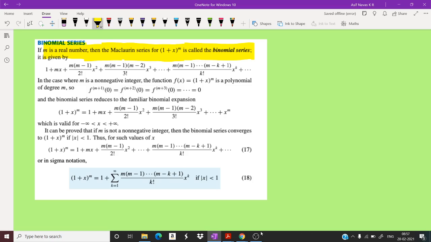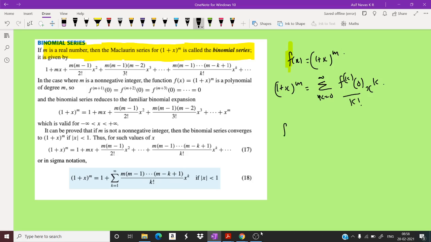So here we will do that. We have f of x is equal to (1+x) all raised to m. Then what will be the Maclaurin series? (1+x) all raised to m is equal to, we know that sigma k equal to 0 to infinity f kth derivative of 0 by k factorial x raised to k. So now first we will find out f of 0. f of x is (1+x) all raised to m, which implies f of 0 is equal to 1. And f dash of x is equal to m into (1+x) all raised to m minus 1, which implies f dash of 0 is equal to m.